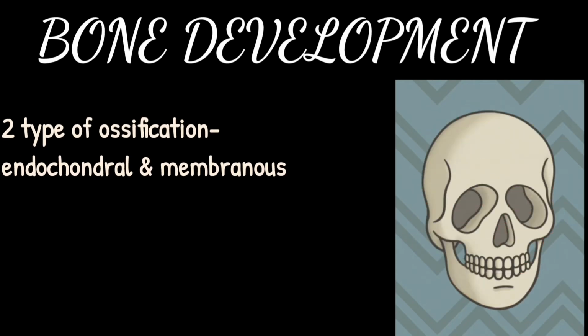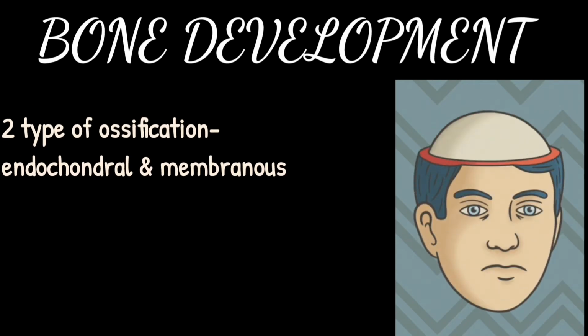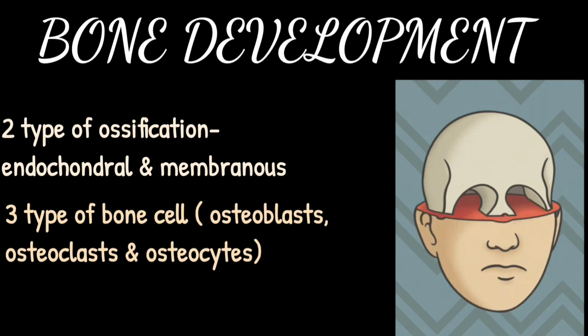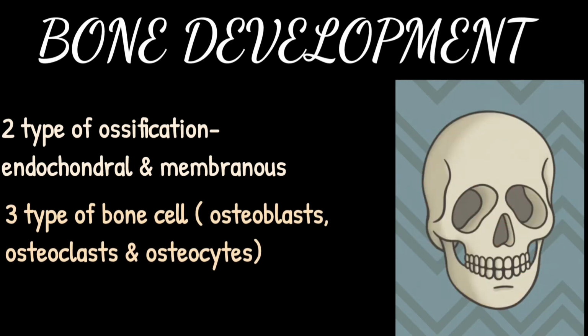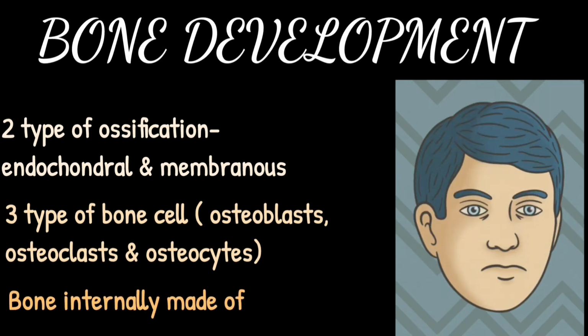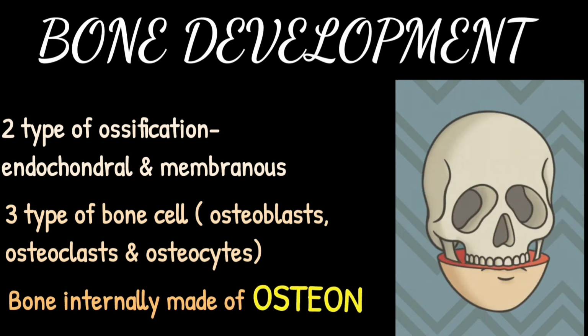So talking about bone development, there are two types of ossification. There are also three types of bone cell, which are osteoblast, osteoclast and osteocyte. And the bone internally is made up of osteon.